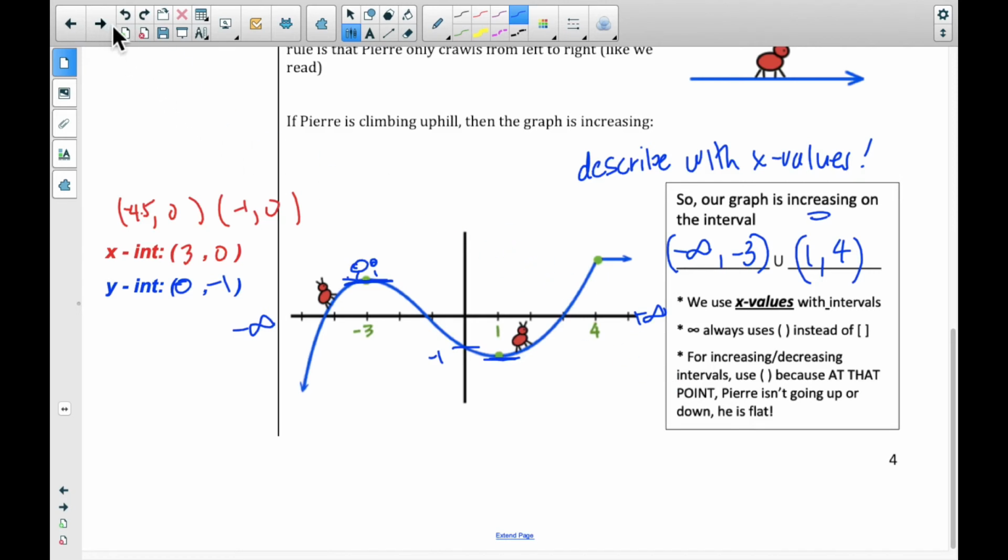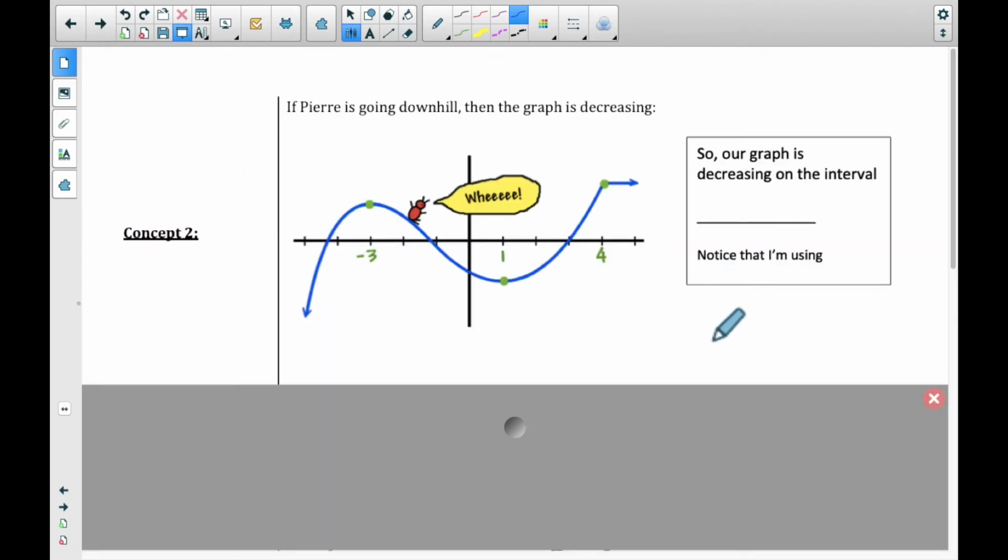Let's turn the page. Okay, how about downhill? It's going to be the same basic thing. Pierre is going downhill. How far? Well, from -3 all the way over to 1, he's going downhill. And we're going to use parentheses because at that place, he's flat. At this place, he's flat. But in between, he's going down. So that's our decreasing interval.